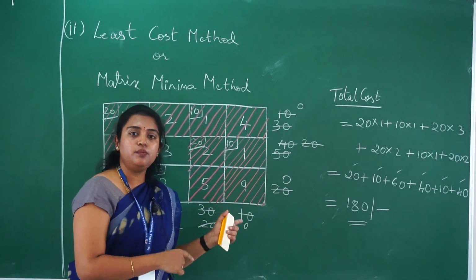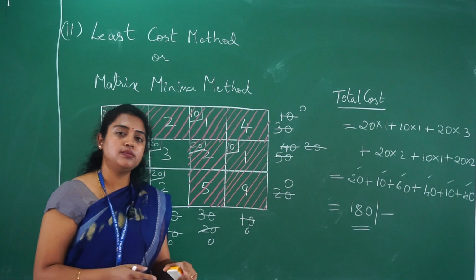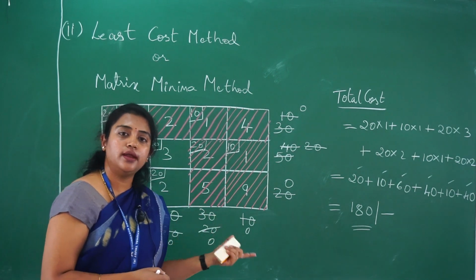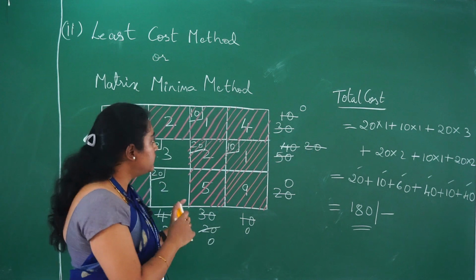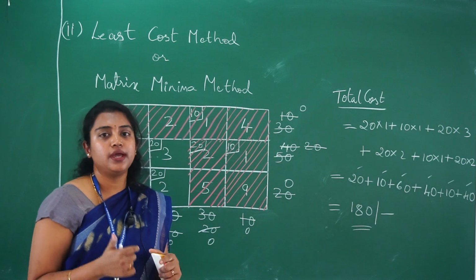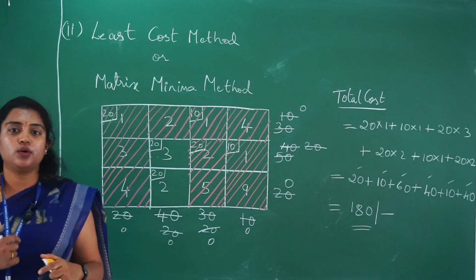Now we will compare the same problem in VAM. VAM is supposed to be the most efficient rule other than NWC and the least cost method. Now we will do the same problem in VAM, that is Vogel's approximation, and we will see what the total cost will be. We will move on to VAM now.